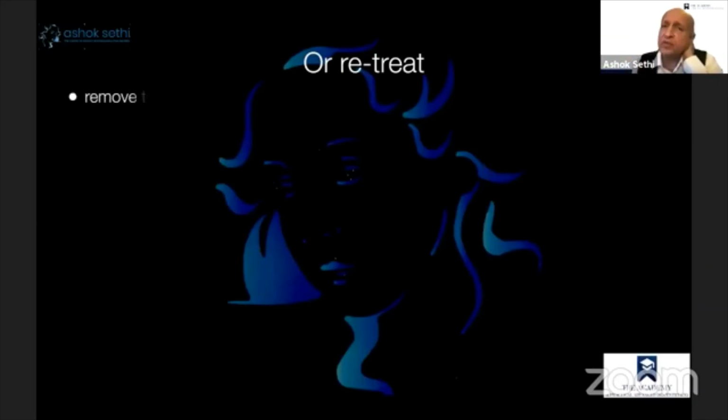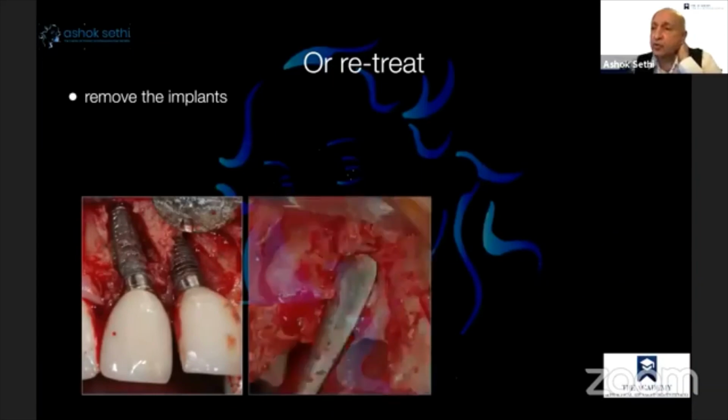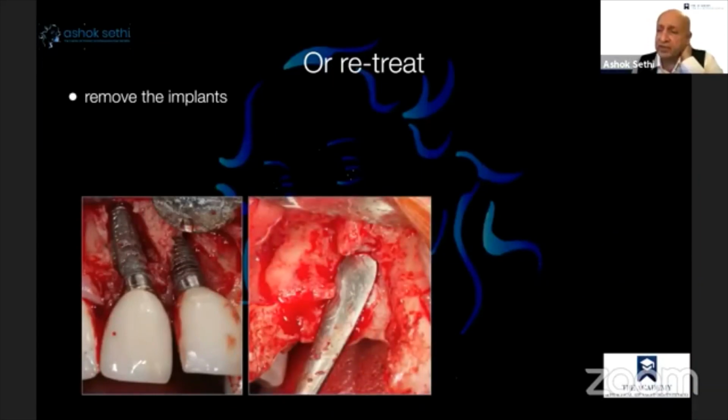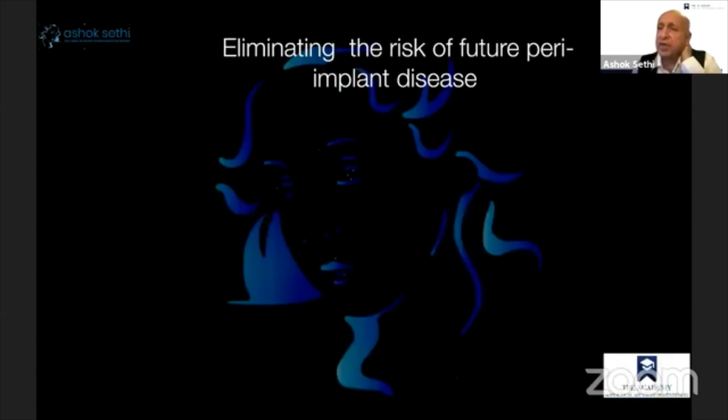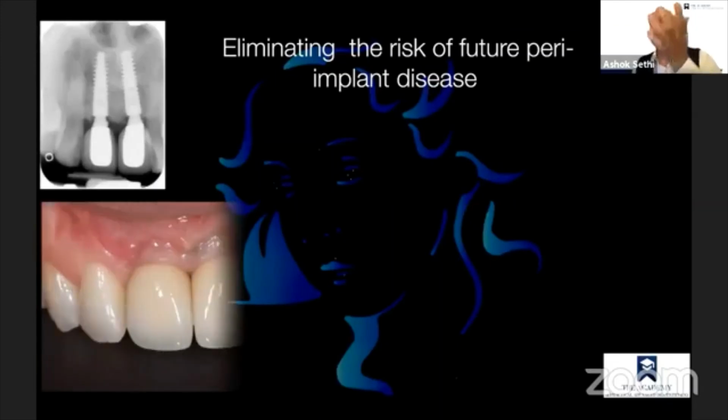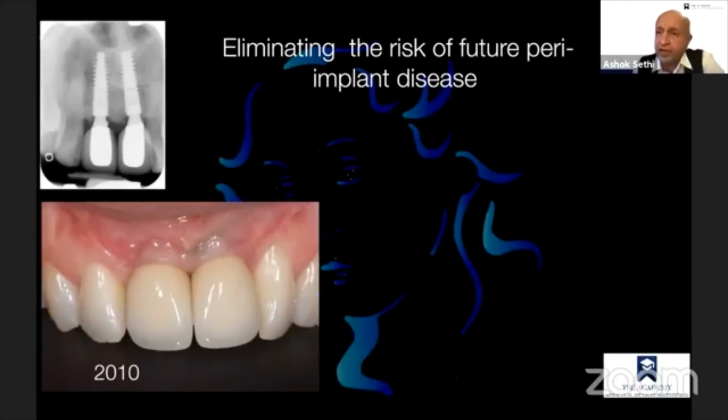as to whether we want to retreat, whether you want to remove these implants and then correct that deficiency with a bone graft. If you do that, then you want to also be sure to reduce, I can't say eliminate, the risk of future peri-implant disease, but you need to reduce it. And towards that end, we'll have a session on implant selection.